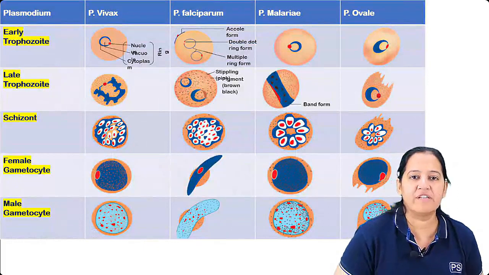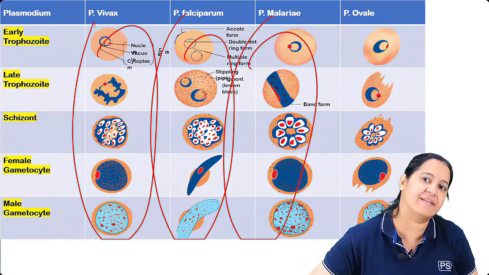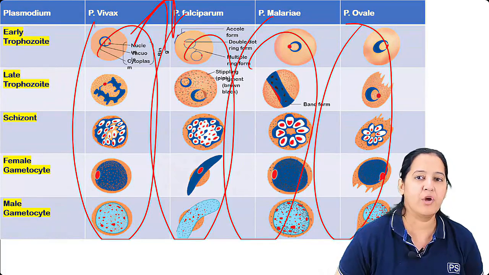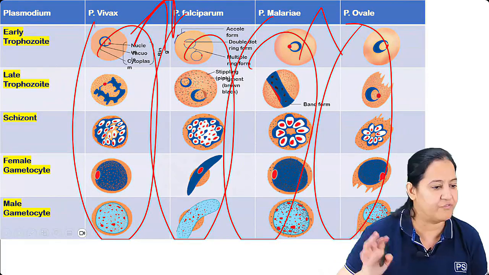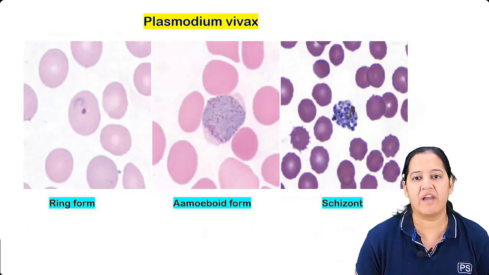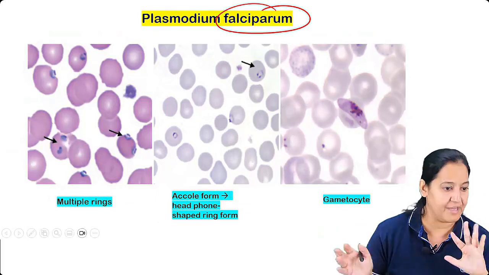Now if it is vivax, you will get all these. If it is falciparum, you will get this. If it is malariae, you will get this. If it is ovale, you will get this. In India, only vivax and falciparum occur. Malariae and ovale occur in India very rarely, only in a few regions, not everywhere. But maximum vivax and falciparum occur. So vivax is not that important. On falciparum, you get many images. These are all your image-based questions in the exam.